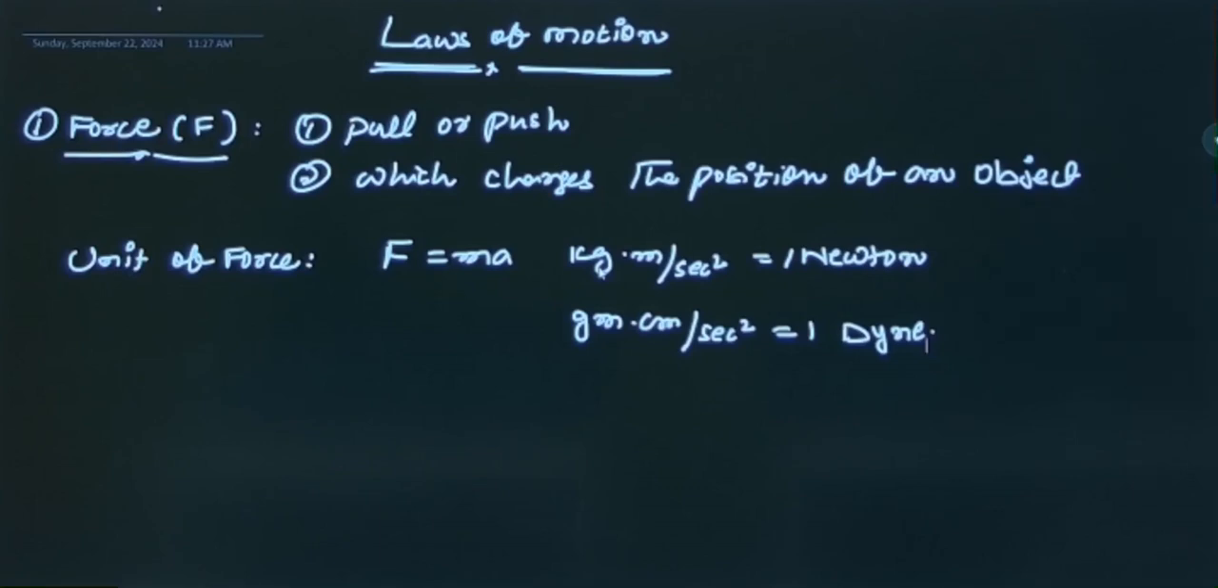So from the laws of motion, force is just a pull or push on an object, which changes the position of an object. What are the units of this? F is equal to m into a, so kg meter per second square, gram centimeter per second square.